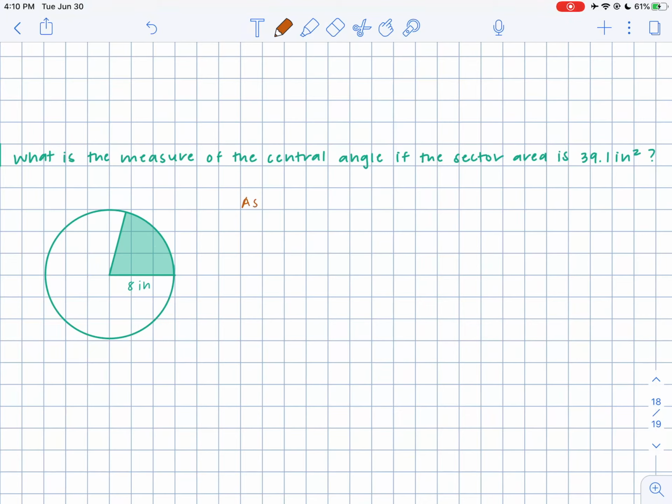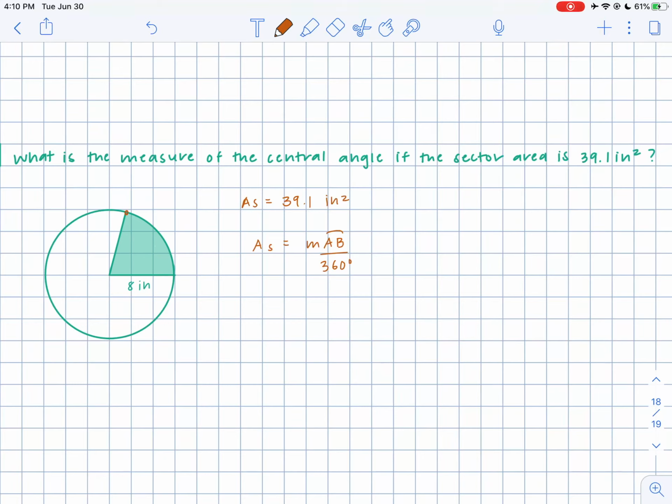So let's just write down what we know. 39.1 inches squared. Well, again, what did we need? Well, we said that to find the sector area, AS, we needed the fraction that the sector made up. Of the area, how much of it is made up by the sector? That is what our fraction's representing, right?